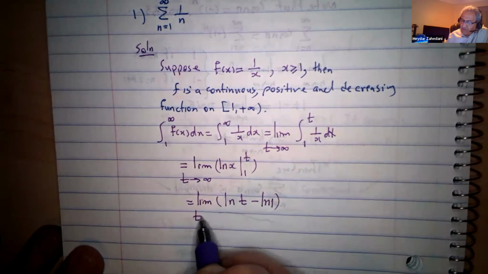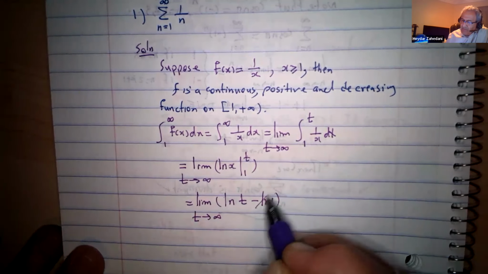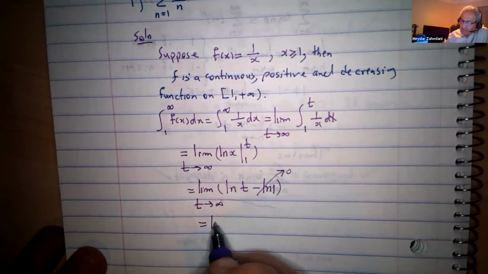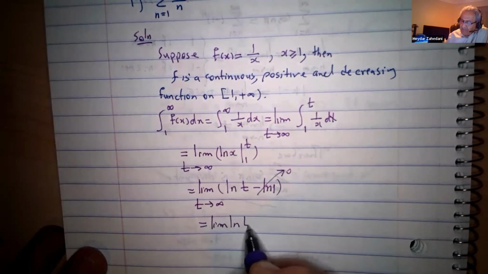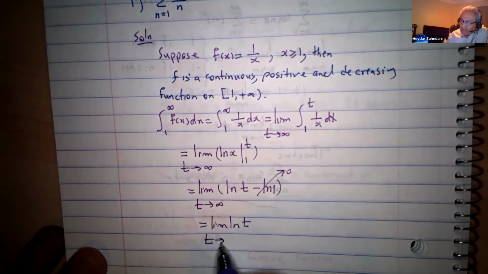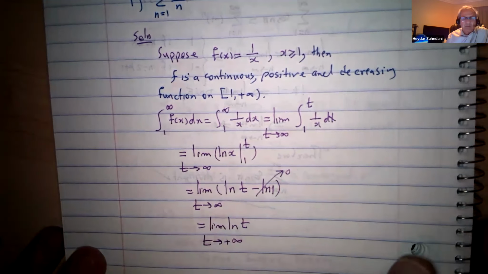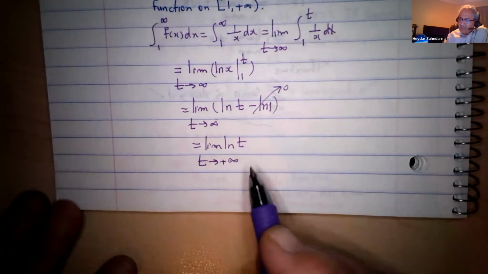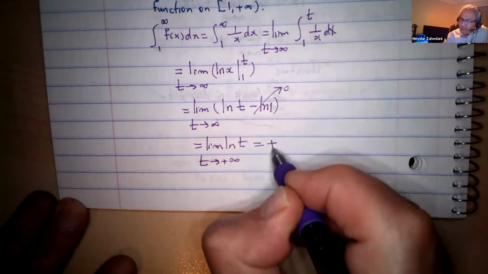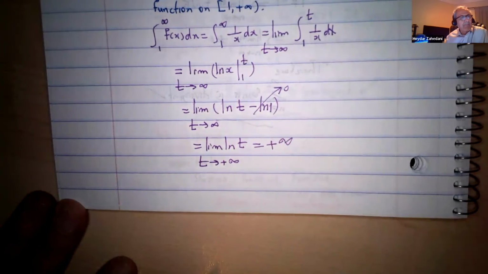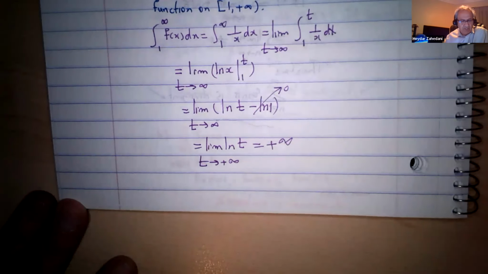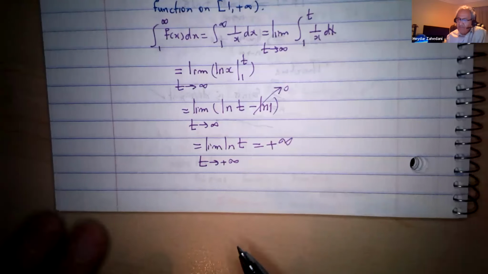Okay, when t goes to infinity, ln of 1 is 0. So that gives you the limit of ln t when t goes to positive infinity. You know that ln is an increasing function, so when t goes to positive infinity, this would be positive infinity. So the improper integral, you didn't get any number for it, so the integral is divergent.